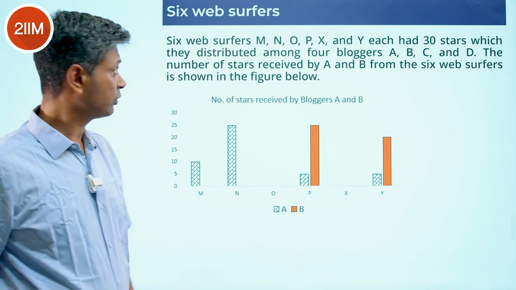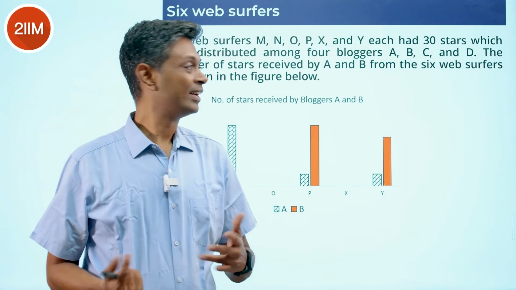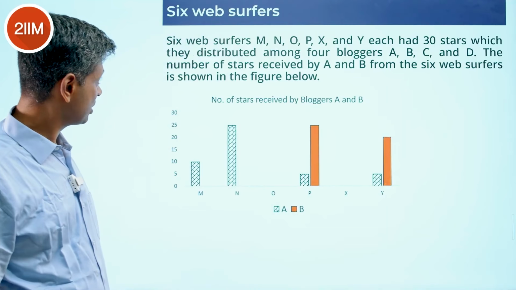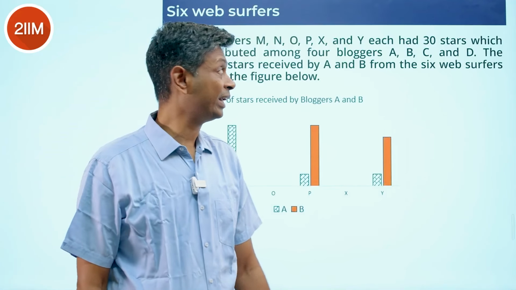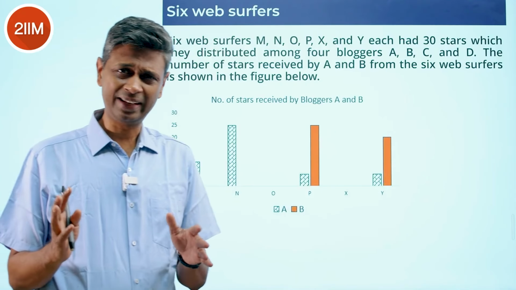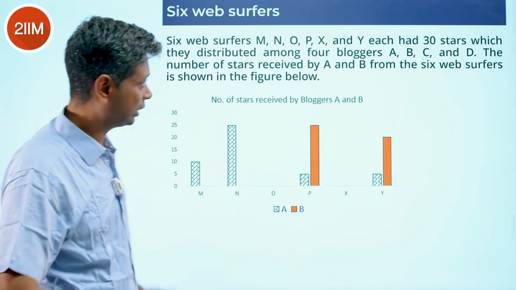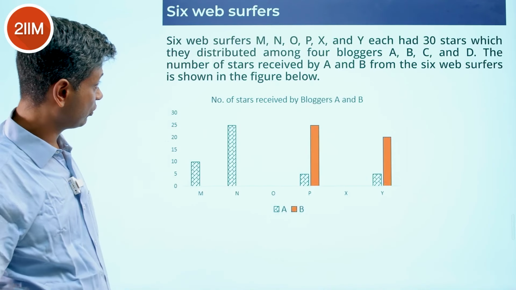Six web surfers M, N, O, P, X and Y. First of all, I didn't like this P, X and Y. Each had 30 stars which they distributed among 4 bloggers A, B, C and D. They distributed 30 into 6, 180 is getting broken up. Because it's distributed, it's not some weird Venn diagram thing. Each of them is getting a different set of things. There's no overlap.